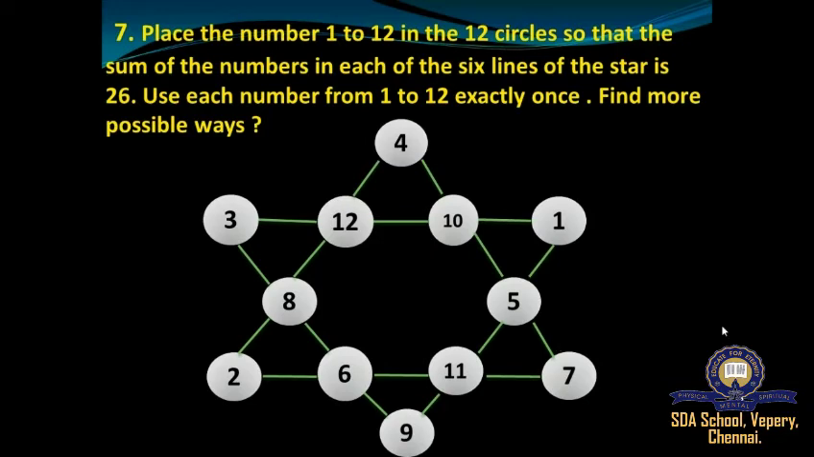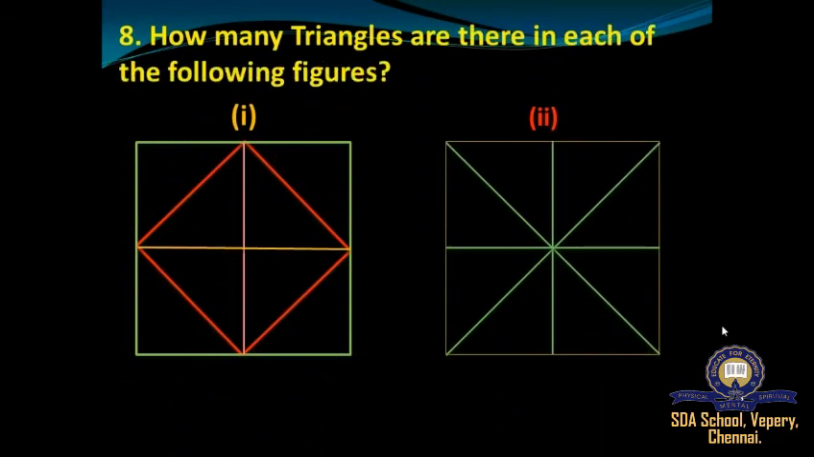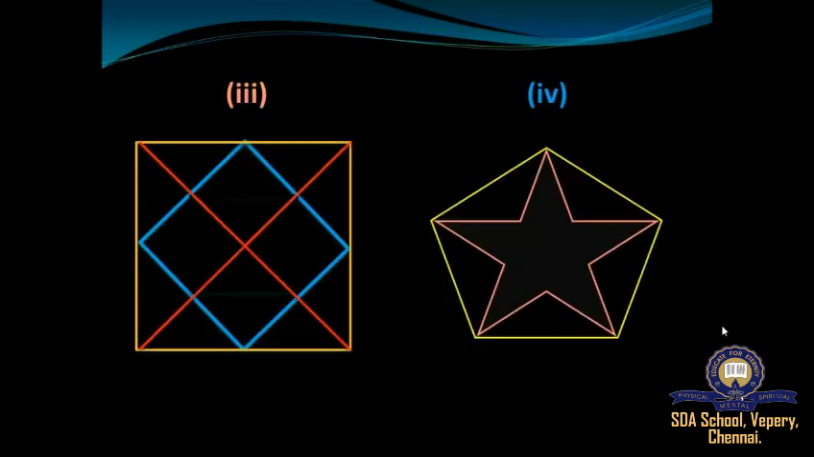Now we'll move to the eighth sum. How many triangles are there in each of the following figures? You are supposed to write how many triangles are there in each of the following figures. These are the 4 figures given in your textbook. You are supposed to find out the number of triangles found in each of these figures.